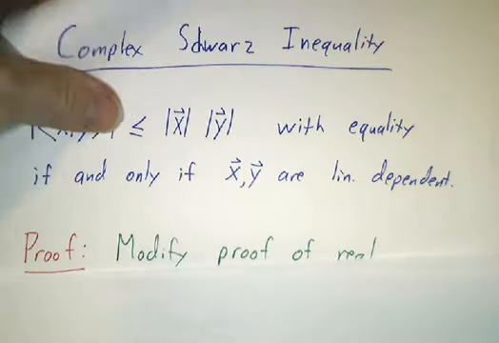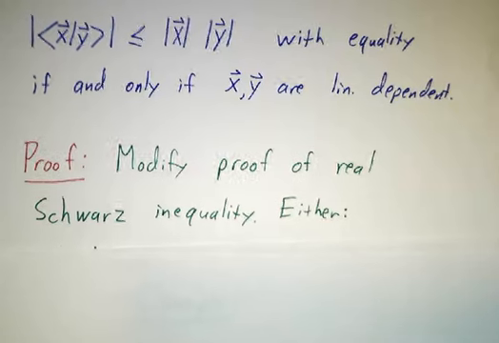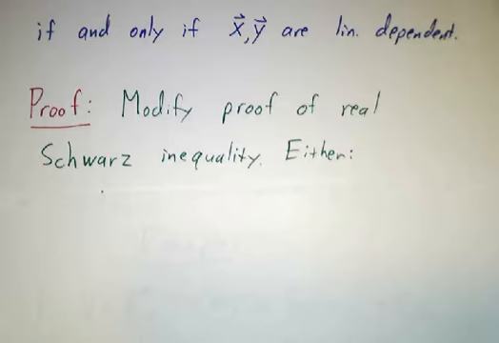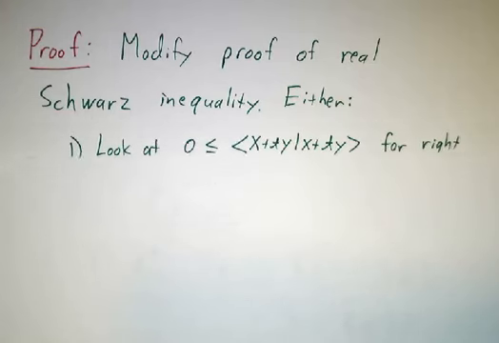And to prove it, we modify the proof of the real inequality. Now, I'm not going to provide all the details. I'm going to give you a sketch, and I'm going to ask you to do the proof on your own, because working through the proof, given the proof I already gave you for the real inequality, seeing how to tweak things is a really good way to get a feel for complex inner products.